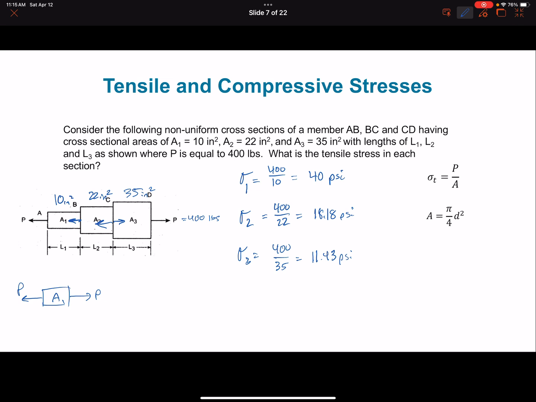So here we're using PSI, which is fine. That's pounds per square inch for our stress. And that's that problem. I guess we could circle these and move on.